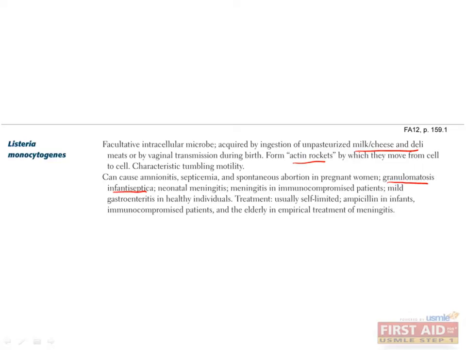Granulomatosis infantiseptica is an early onset form of neonatal listeriosis due to transplacental transmission of Listeria. It results in miscarriages or births complicated by sepsis, disseminated granulomas, thus the name, or multi-organ failure.